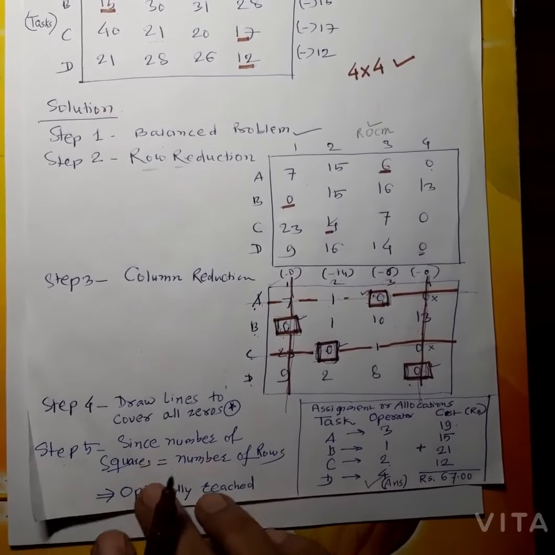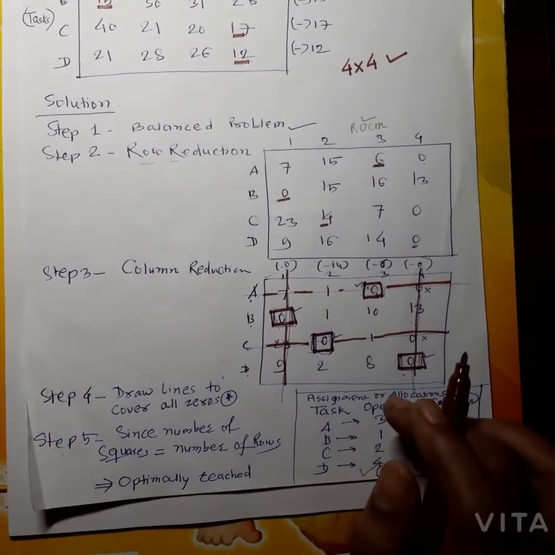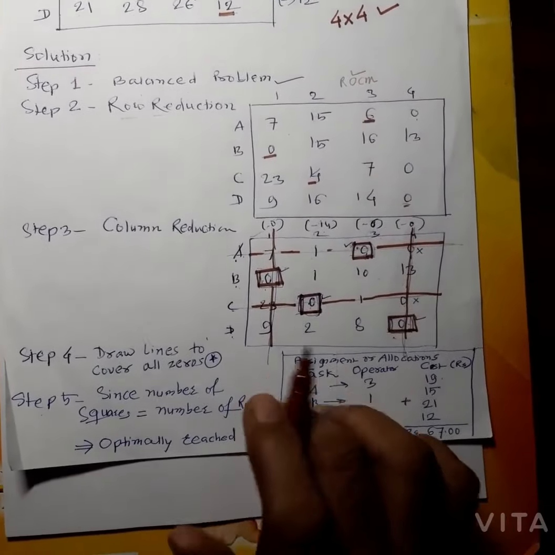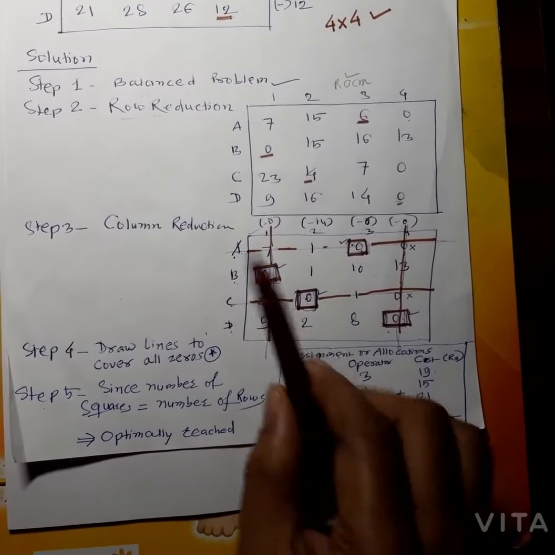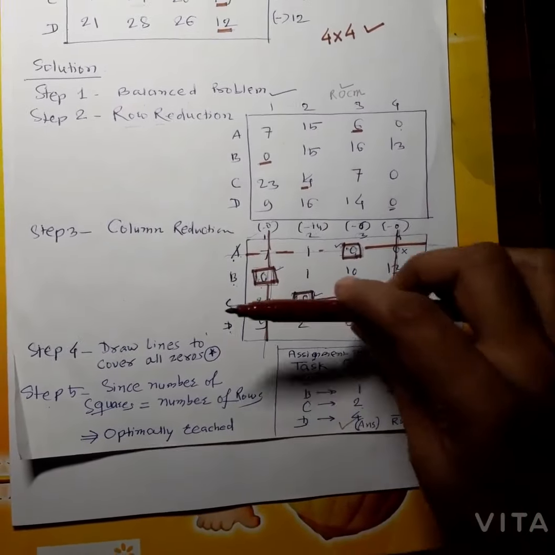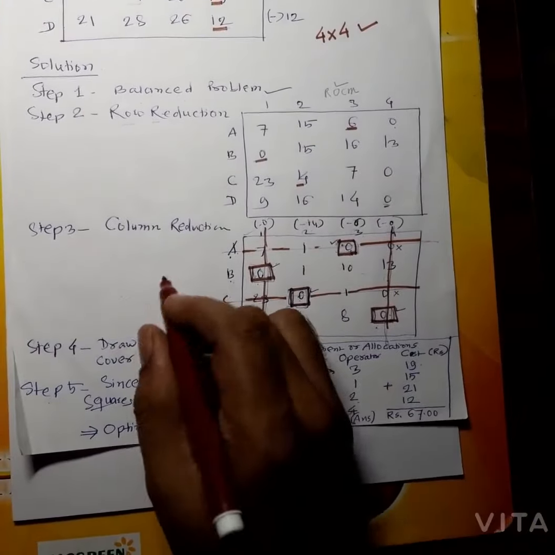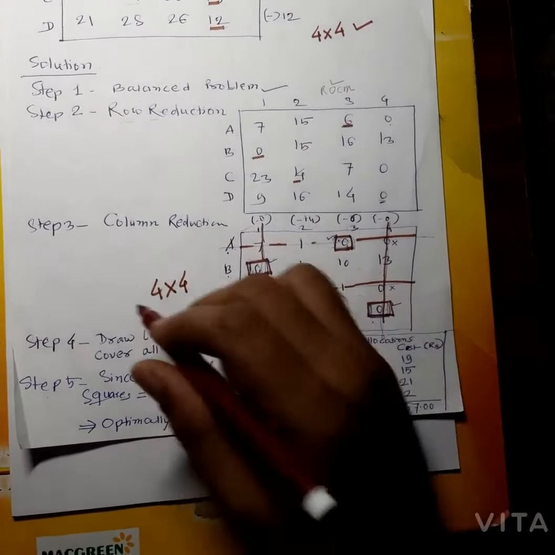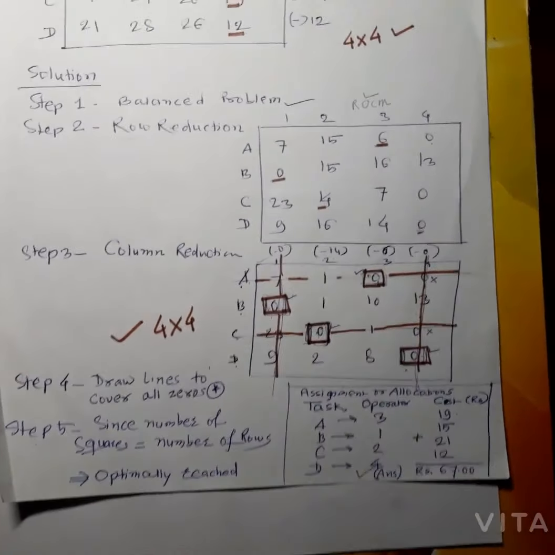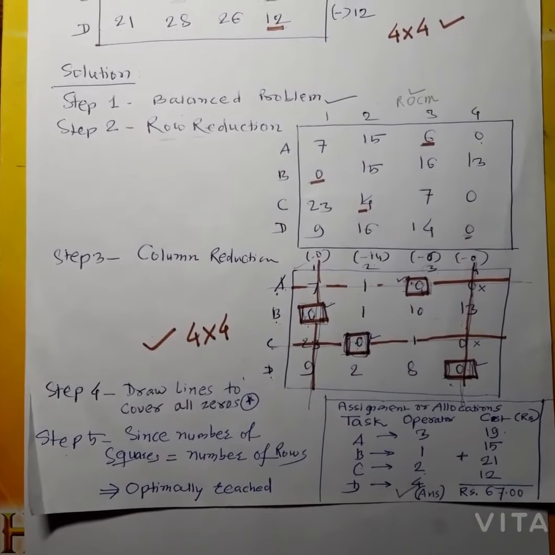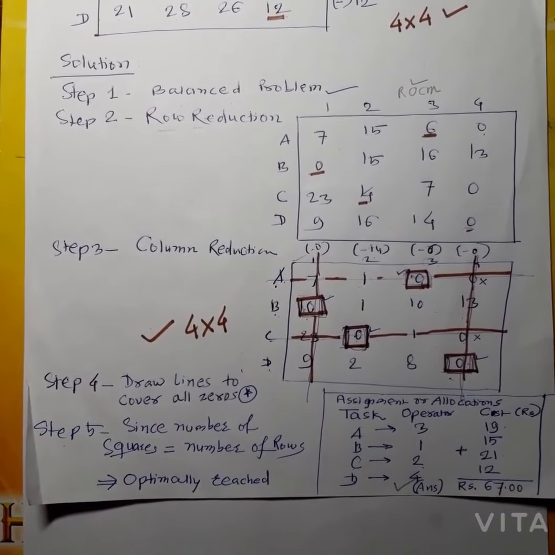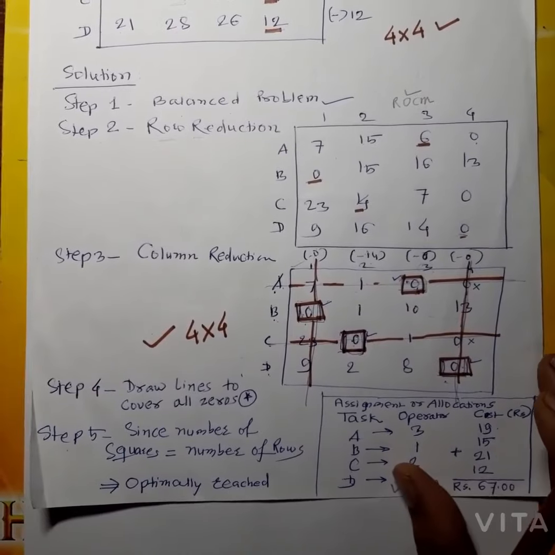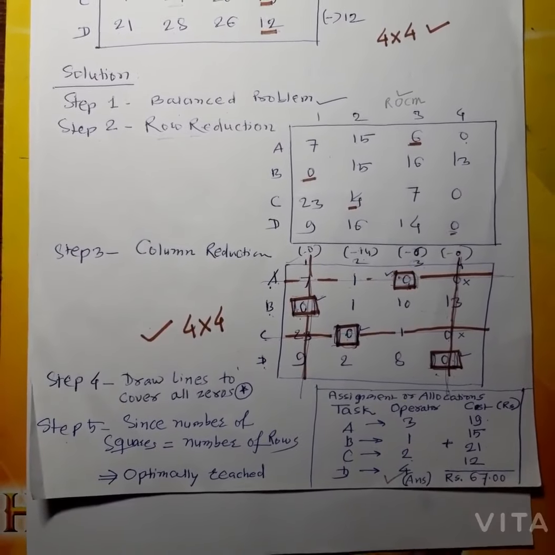Now in step number 5, check whether the number of allocations or number of lines, you see 2 vertical, 1, 2, 2 horizontal, 1, 2, 4 by 4, correct? Now if you found this, that means optimality is reached. The solution is now the optimal solution. You just have to identify the total value of the matrix.